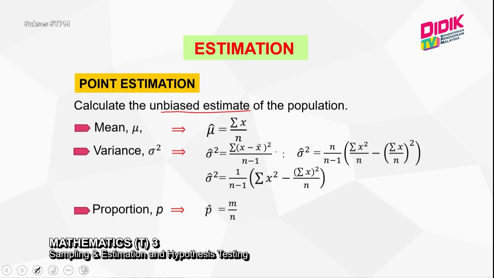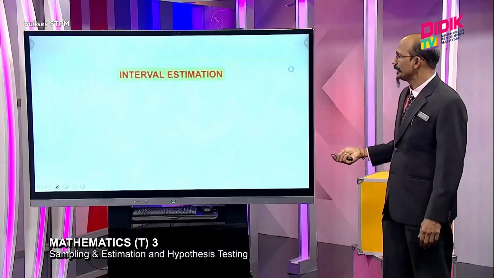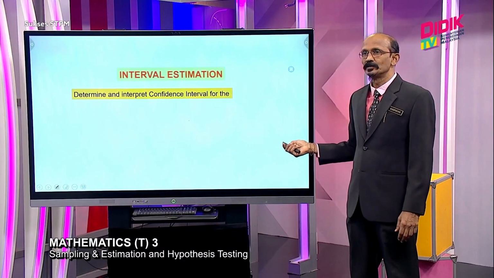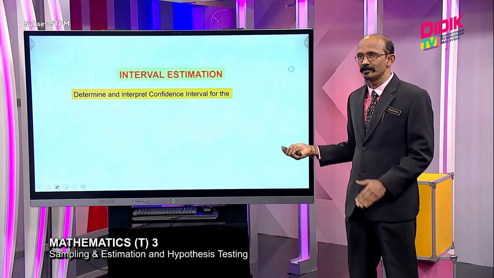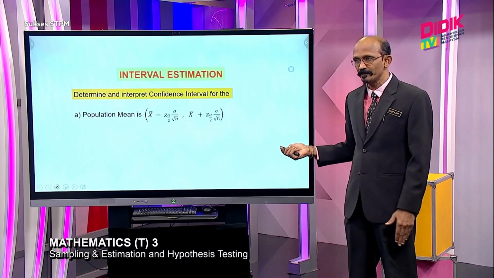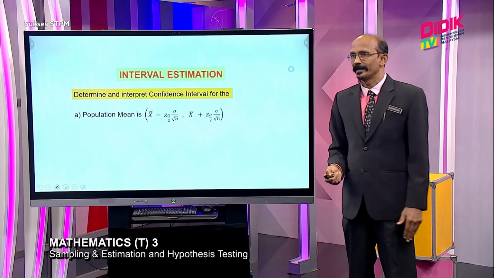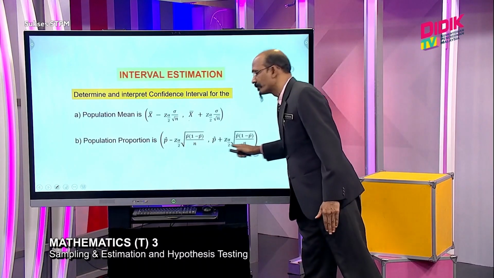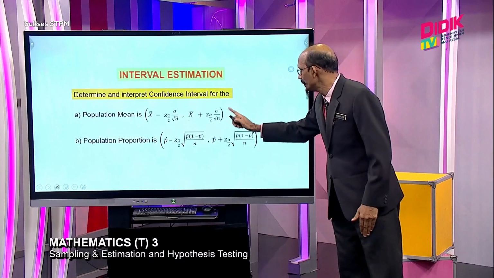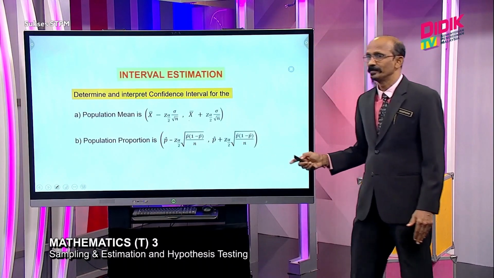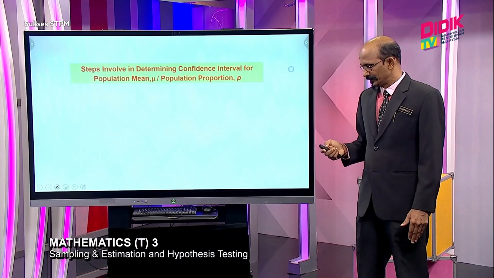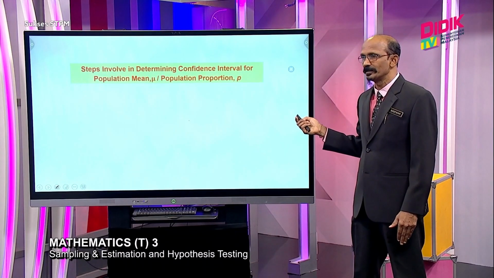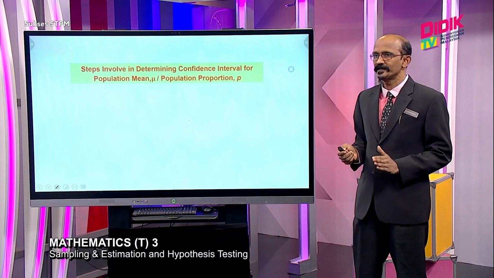We continue. Next one, interval estimation. Under interval estimation, you need to find 2 things. You have to determine and interpret the confidence interval for population mean using this formula, and then population proportion by using this formula. I need not explain the formula because all of you should know. The steps involved in confidence interval for population mean and population proportion are the same. You have 6 steps here.